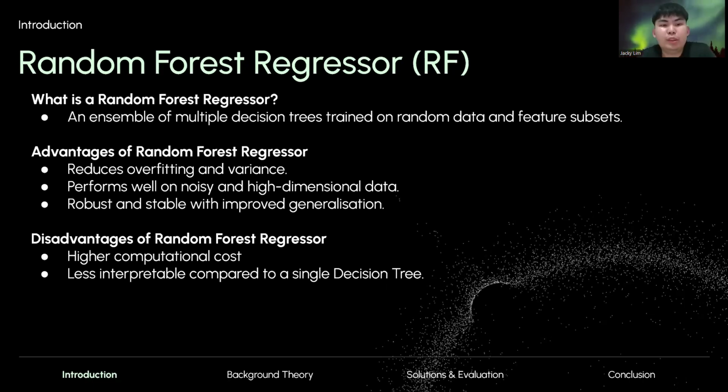The random forest regressor is an ensemble of multiple decision trees trained on random data and features. The advantage is that it helps reduce overfitting and makes the model more stable, and it works well even when the data has noise or many features. However, it comes with a higher computational cost and is less interpretable.